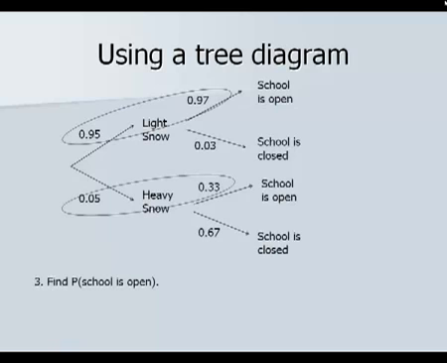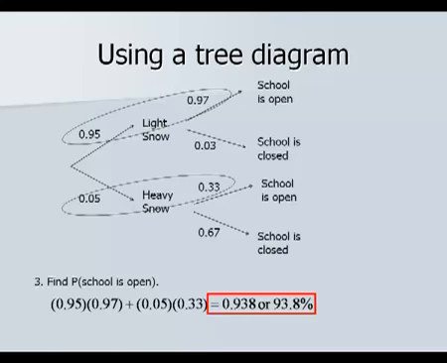On the first path, we're doing 0.95 multiplied by 0.97. On the second path, we're doing 0.05 multiplied by 0.33. Take each path, and then when you're done multiplying, you add them up, because you're saying it could happen in the first path, or it could happen in the second path. You should end up with a probability of 0.938 or 93.8% chance that school is going to be left open.